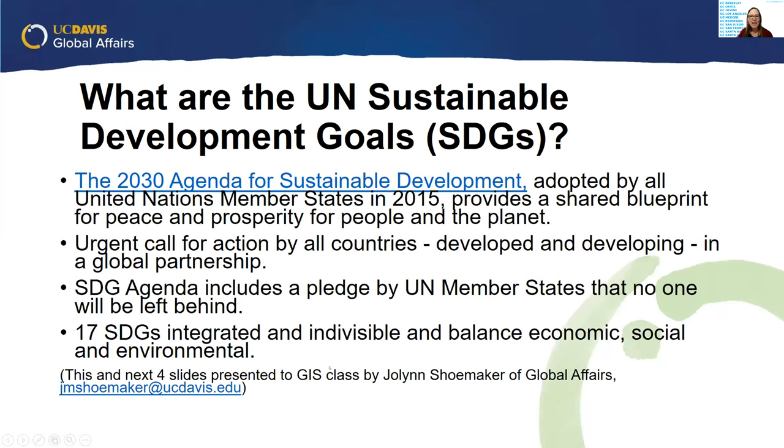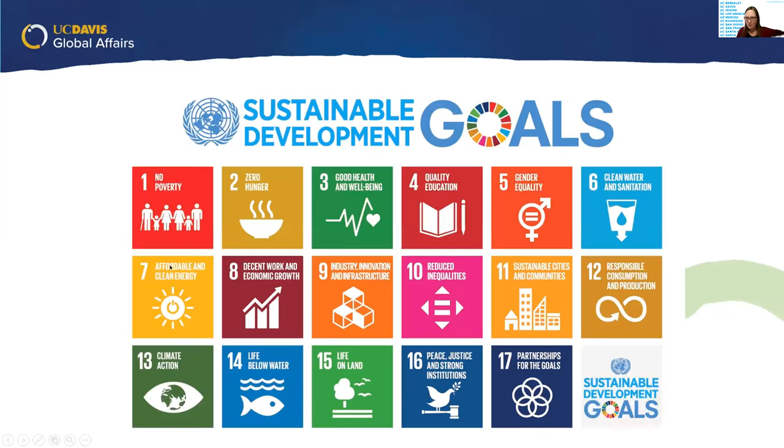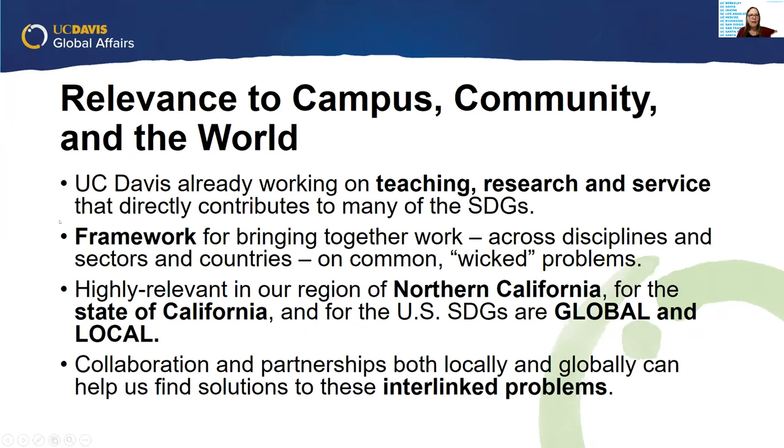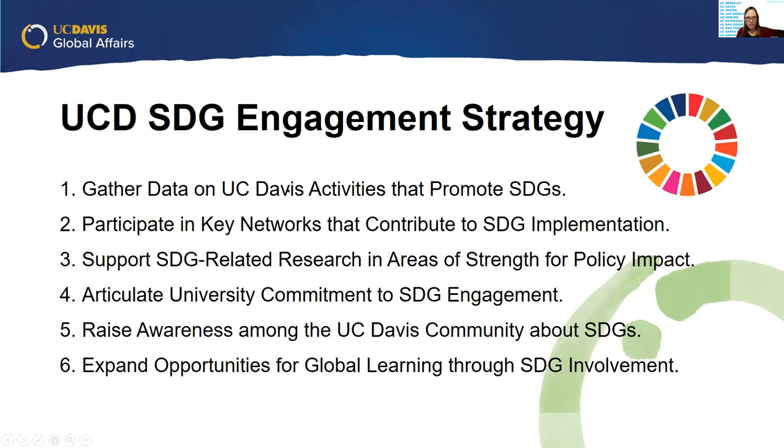One of my colleagues, Jolynn Shoemaker from Global Affairs, came into the meeting and shared with the students the aspects behind the sustainable development goals, which is this UN-based agenda through 2030, and there are 17 of these goals. I suspect many of you are familiar with them. UC Davis has a plan for integrating these goals into many of the things that we do. We have a strategy moving onward about how to engage people in the goals, and one of the things is incorporating it into the learning activities of students.